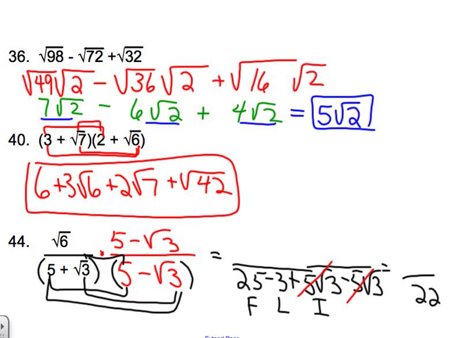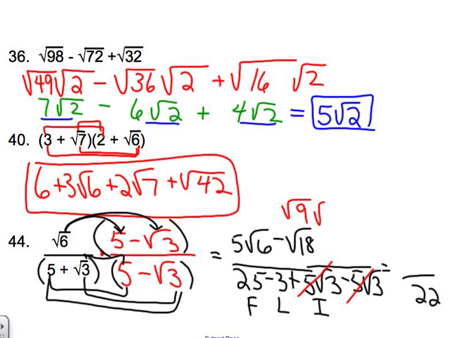The numerator, we do not use the FOIL, we distribute square root of 6 times 5, which is 5 times the square root of 6. Then take square root of 6 times a negative square root of 3, which is negative square root of 18. Now, in 18, there is a perfect factor of 9 times 2. So that does simplify to 3 times the square root of 2.